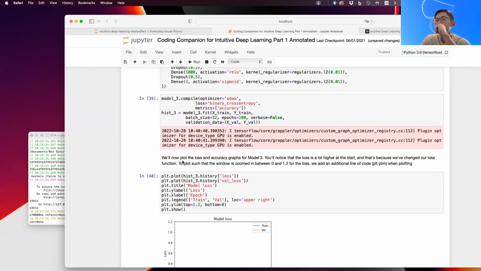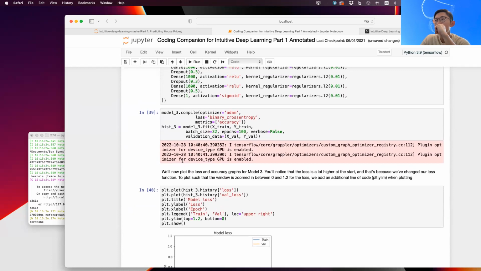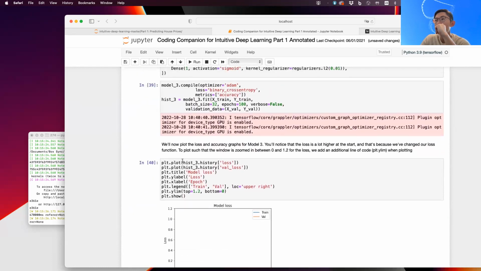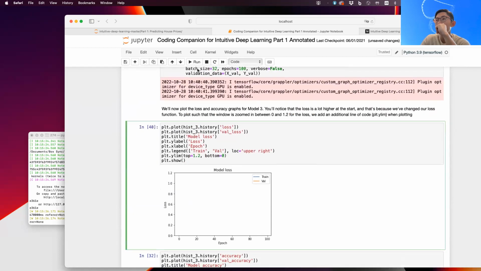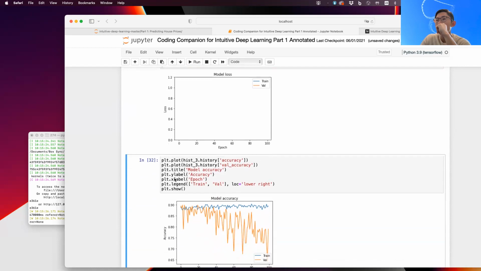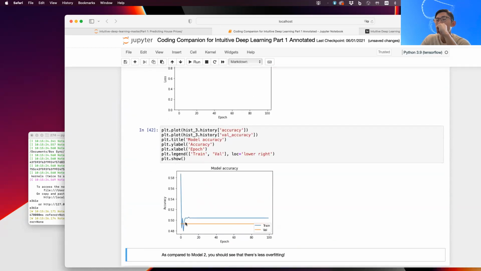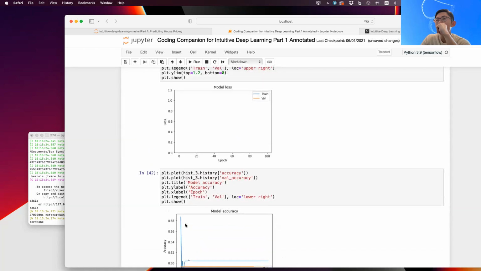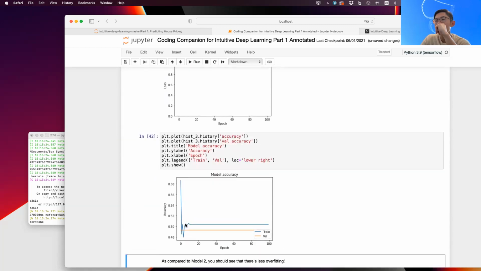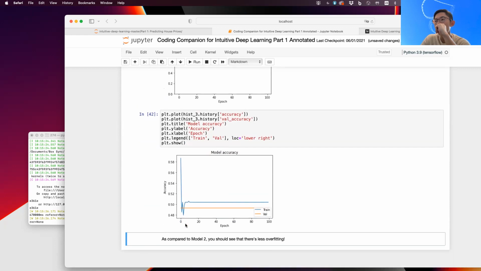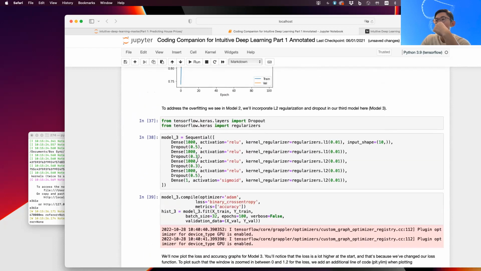Wait, why didn't this plot? Let me try again. Okay, I see. Essentially, this model didn't converge. It did not give a very good result; you can tell from the accuracy that it doesn't really converge. So this may not work. Let's change this back to maybe the L2 norm. That's probably less strict.